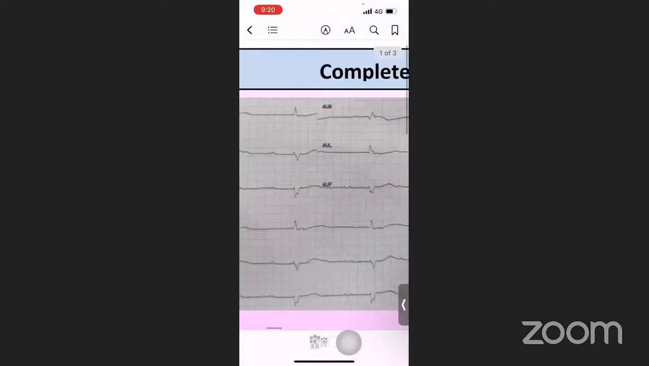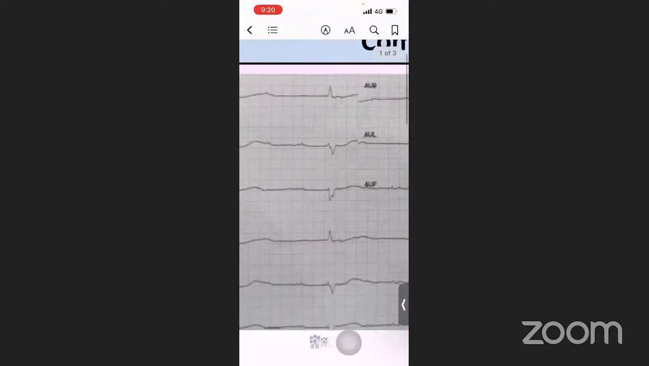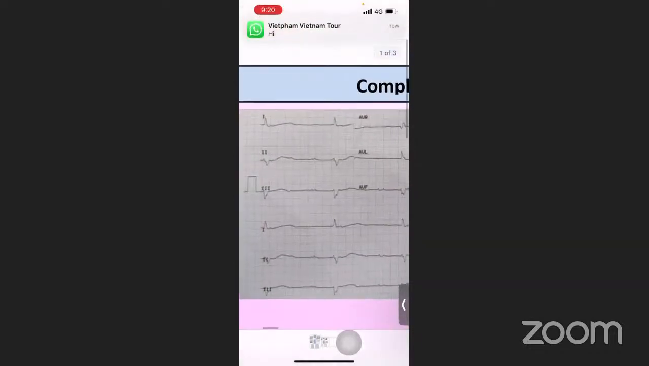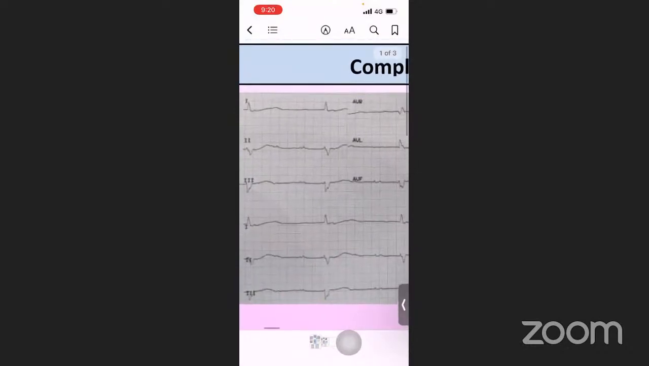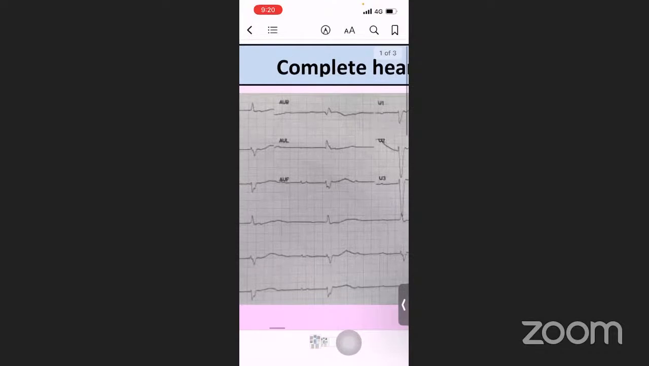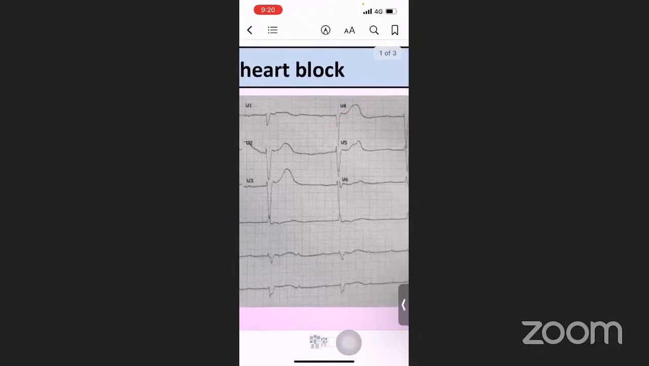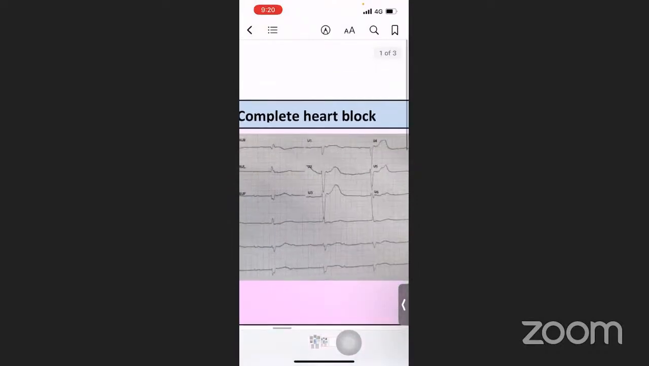Complete heart block, there is AV dissociation. That means the atrium has its own rhythm. Can you see the P and then followed by QRS? Then you have P, QRS, then you have another P. So this one is dissociation of the atrium and the ventricle. So this one is complete heart block.